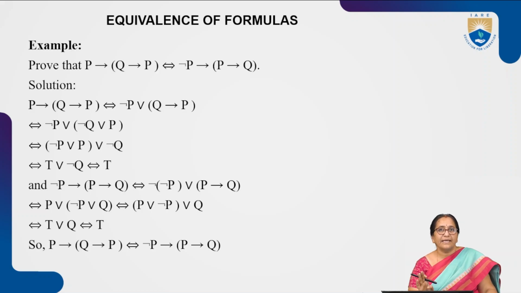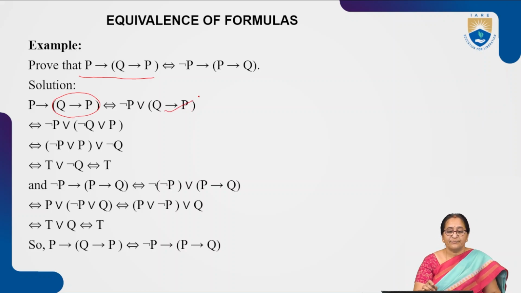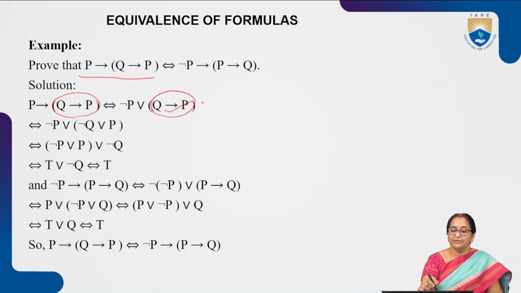This is also the same. P → Q → P is equivalent to ¬(P → Q) → P. This is the problem we need to solve. For this, P → Q is ¬P ∨ Q, and then → P. Same we will get. Next, the Q → P value is ¬Q ∨ P.